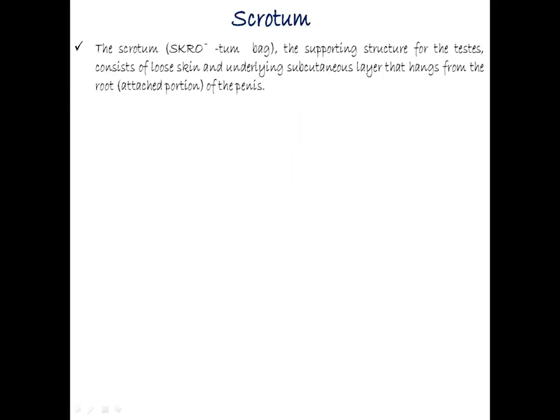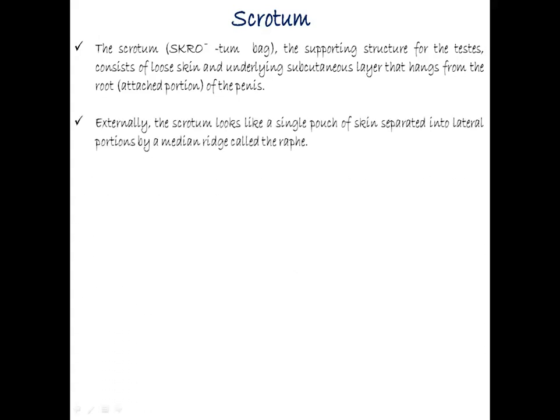Now the first one is the scrotum. The scrotum, the supporting structure for the testes, consists of loose skin and an underlying subcutaneous layer that hangs from the root of the penis. Externally, the scrotum looks like a single pouch of skin separated into lateral portions by a median ridge called the raphe.